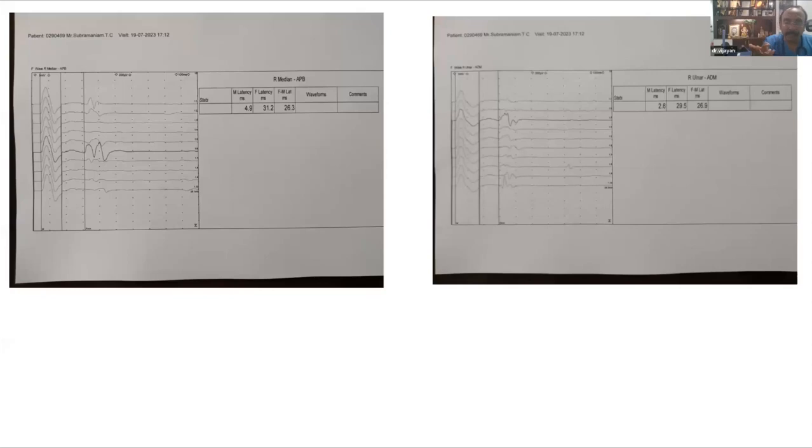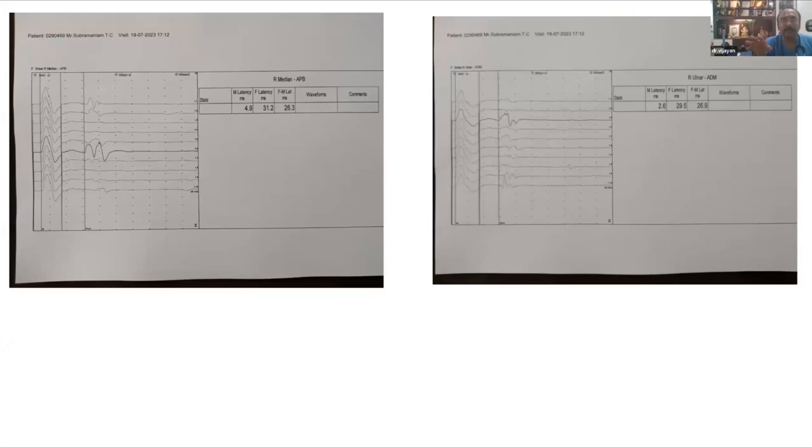But if there is an inverse of this, that is, reversal of F-wave latencies between median and ulnar, that is the earliest sign of carpal tunnel syndrome. Even if distal motor latency is not prolonged, even if sensory conduction velocity is not prolonged, if you see this on electrophysiological study, this is the earliest sign of a minimal or mild carpal tunnel syndrome. Reversal of ulnar median F-wave latencies.